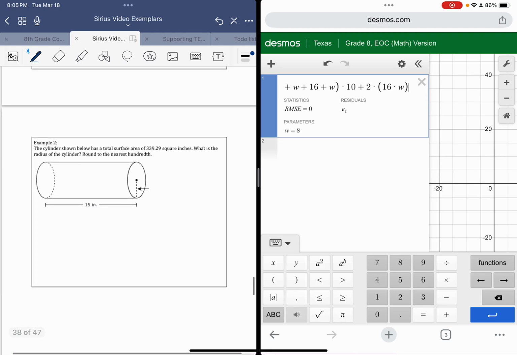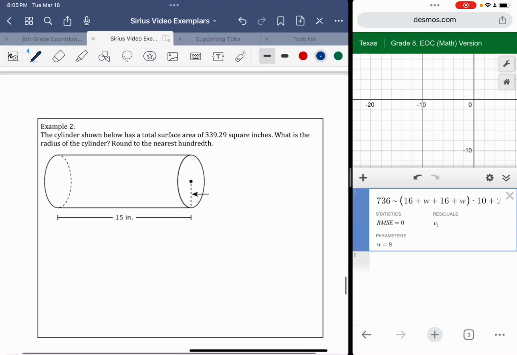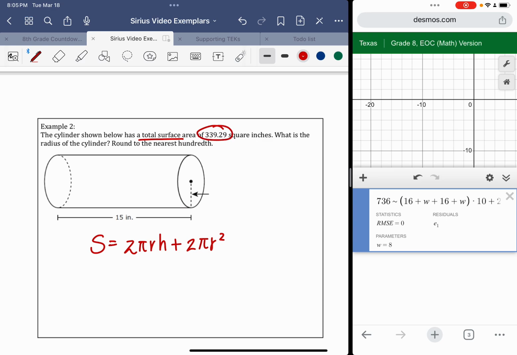Question number 2. Same thing. In this case, they give you a cylinder. They gave you a total surface area. Remember, total surface area of a cylinder is what? S equals 2 pi RH plus 2 pi R squared. They give you the total surface area already, so this number should fall down under the S, which is the surface area.